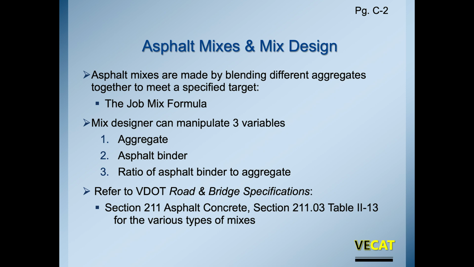A mix designer can manipulate basically three variables. Those three variables are the aggregate, which we're going to spend the most time on today, the asphalt binder itself, or the liquid asphalt that's used in that mixture, and the ratio of those two together, the ratio of the asphalt binder to the aggregate. That's the basics of an overall mix design process, and those are the three variables that can be manipulated. We're going to particularly talk about the blending of aggregates today.